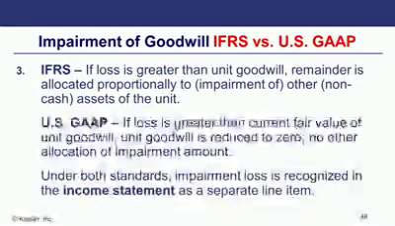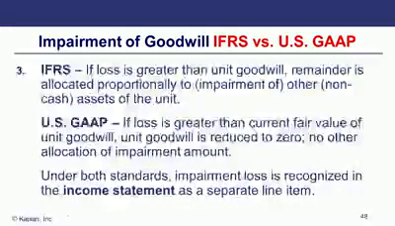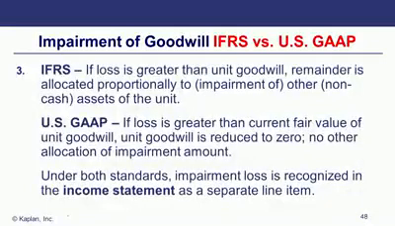Now as well, if the loss is greater than unit goodwill, the remainder is allocated proportionally to other non-cash assets of the unit. What we're simply saying here is, what if the impairment of the goodwill is greater than goodwill reported in the financial statements? Well, of course, first of all, we would bring down the goodwill to 0. Then rather than taking the excess into the income statement, we're going to net it off against any other non-cash items in the reporting unit.